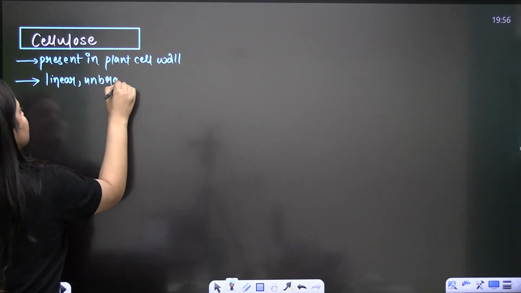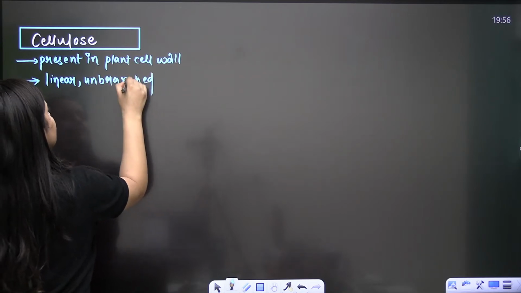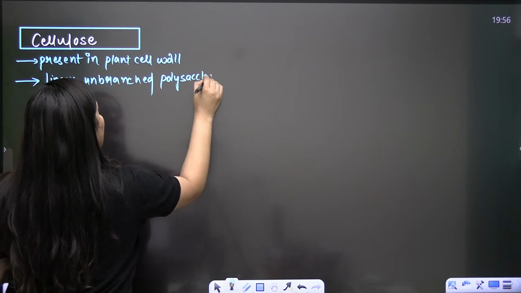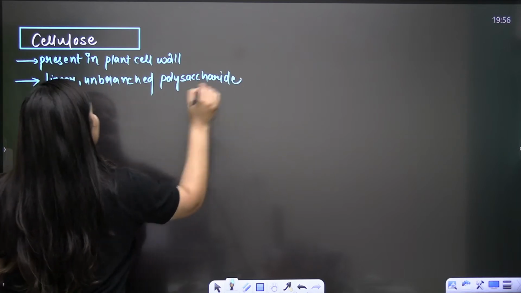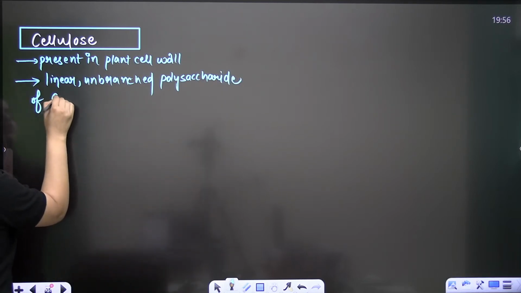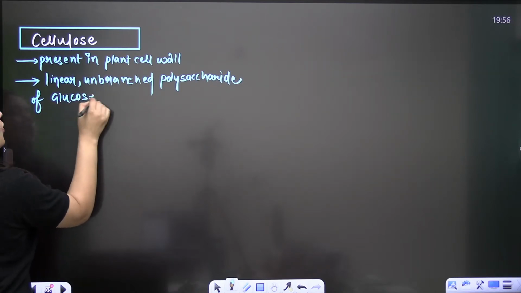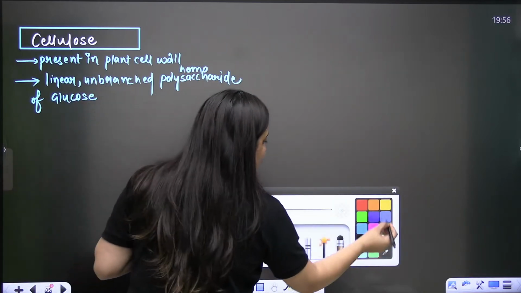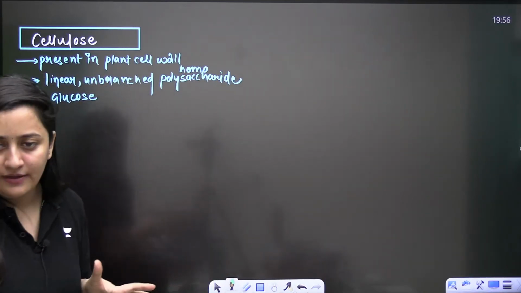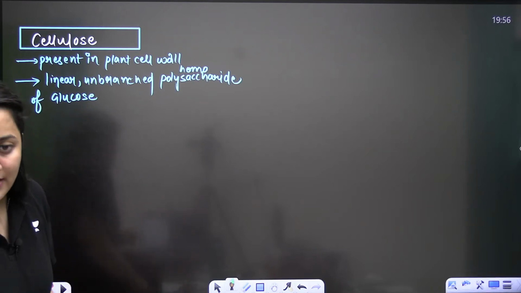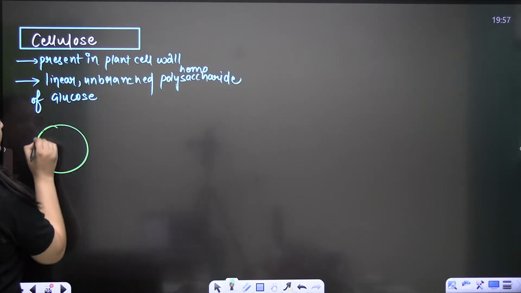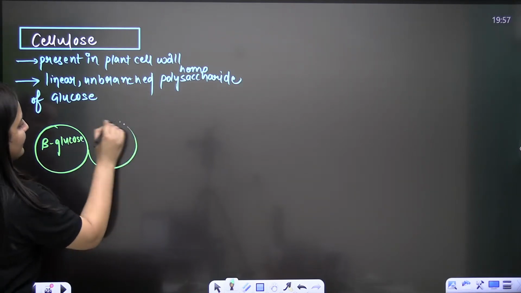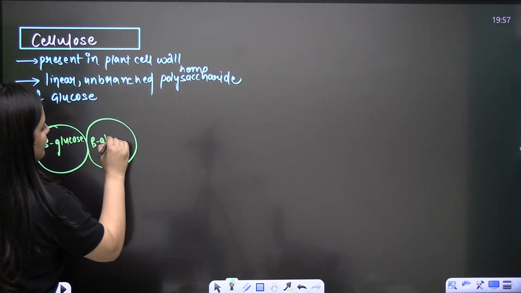unbranched polysaccharide of glucose. So you know that it's a homopolysaccharide. So ultimately it is made up of glucose only, right? But which glucose is there, bache? It's the beta glucose. Are you getting it?